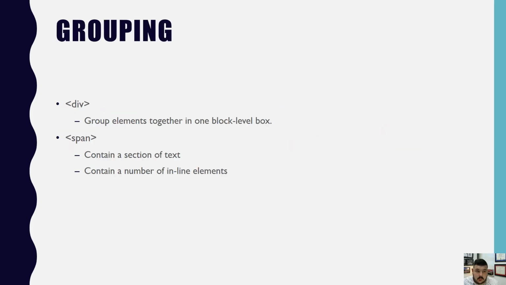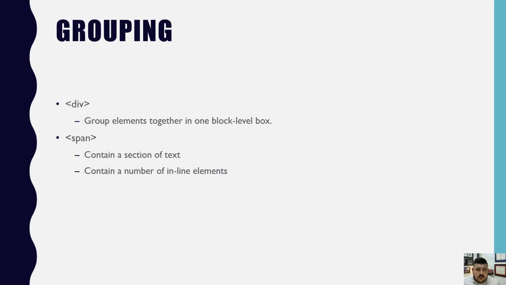All right, so grouping. We have all these HTML elements, and remember we can use div as a container. And so a div is a way to group elements together. And no matter if those elements inside the div are block elements or inline elements, they will all appear as one block level box. Whereas a span, on the other hand, is used to contain a section of text or a number of inline elements. And spans are used so that we can control the text separately as an element within a line.